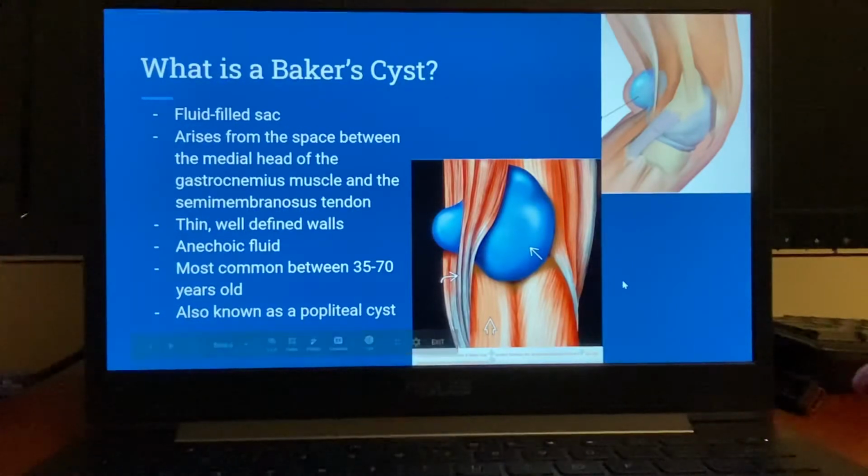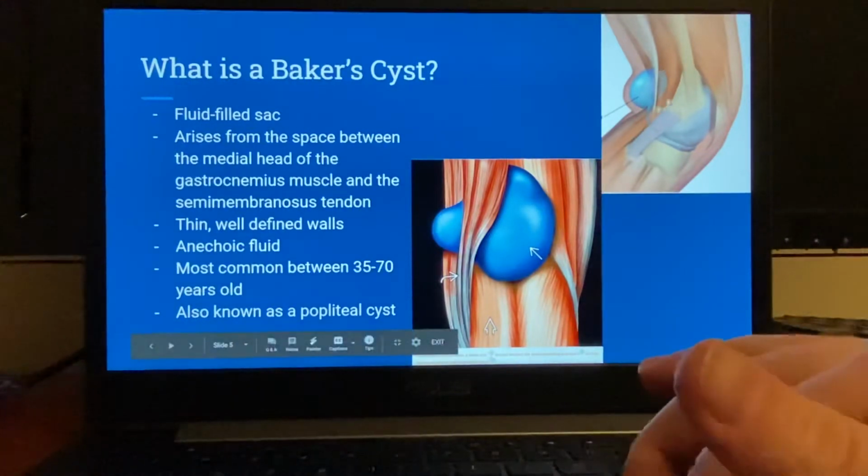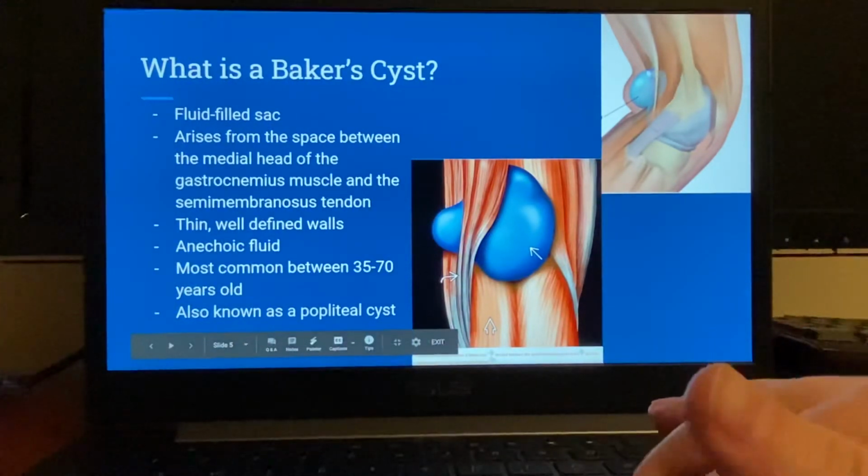Baker cysts are known to have thin and well-defined walls. They are full of an anechoic fluid, and the most common age range that someone can be diagnosed with a Baker cyst is somewhere between 35 to 70 years old. And our patient, who was 55, fell right into that category. Baker cysts can also be known as popliteal cysts, as they lie in the popliteal region, which is the posterior aspect of the knee.